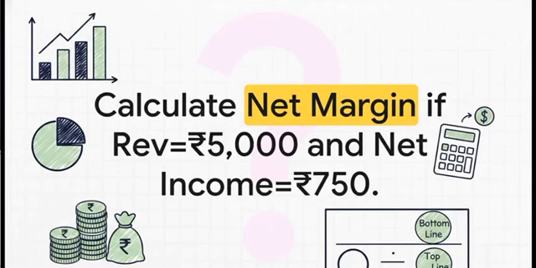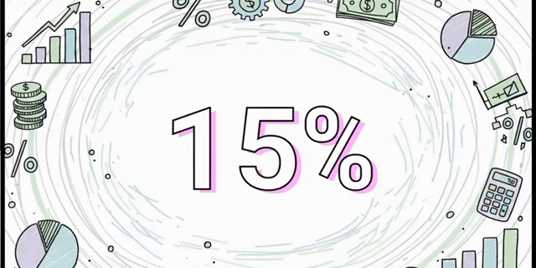Okay, question 1. A company reports revenue of 5,000 rupees and a net income of 750 rupees. Calculate the net profit margin. Remember the formula we chunked earlier? It's a margin-based ratio, so it's simply your bottom line divided by your top line. That's 750 divided by 5,000. Take a quick second to do the math in your head. Did you get 15%? If so, spot on.